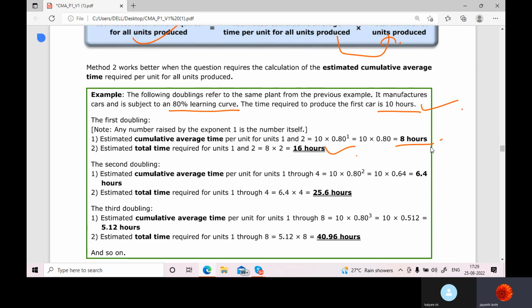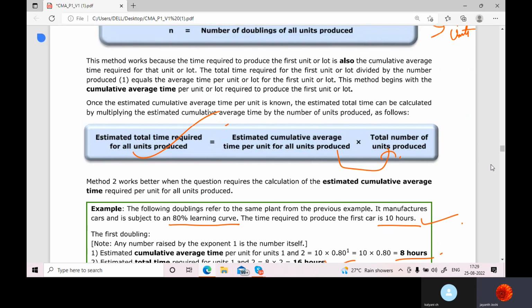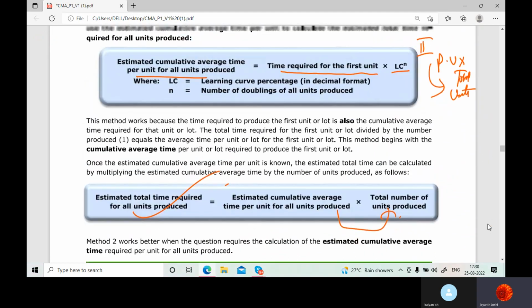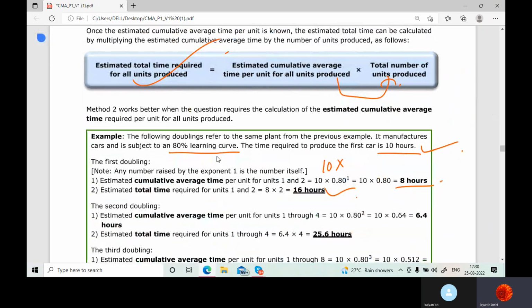That means if I have the cumulative average time per unit of a car, how did I find that out? My formula is very simple. Time required for the first unit. The time required for the first unit is 10, into the learning curve percentage, 80%, to the power of 1. So I got this, I multiplied with 2, and I got the total time.